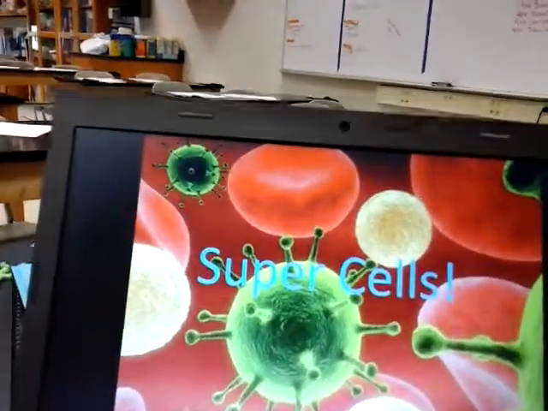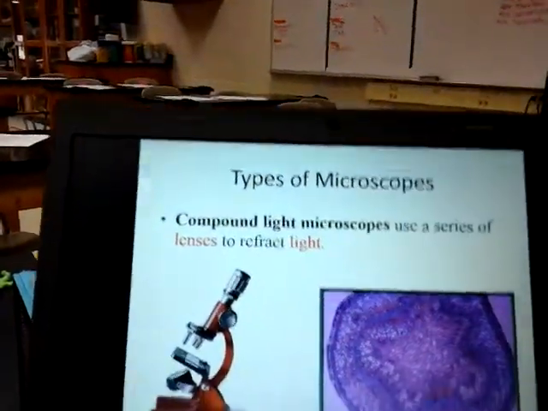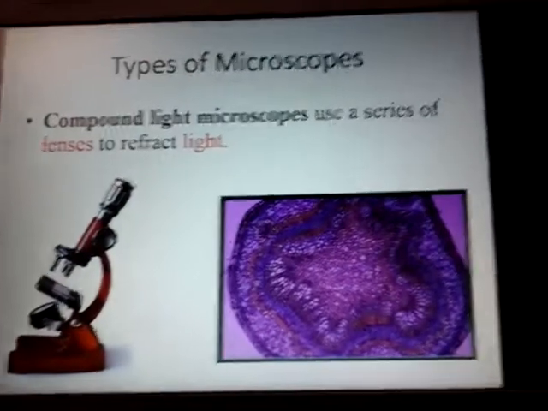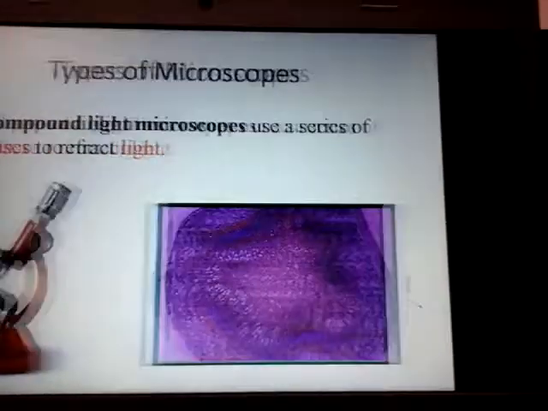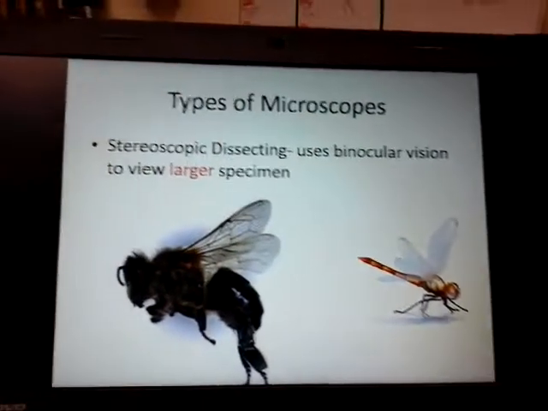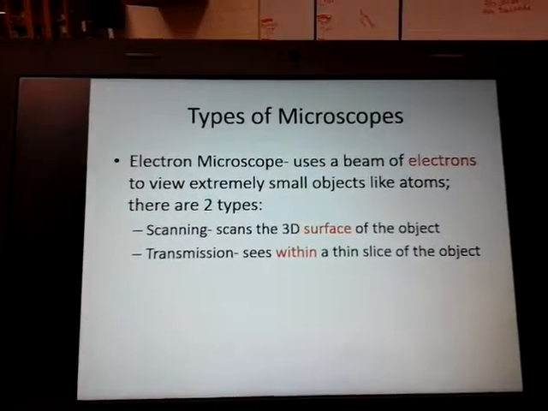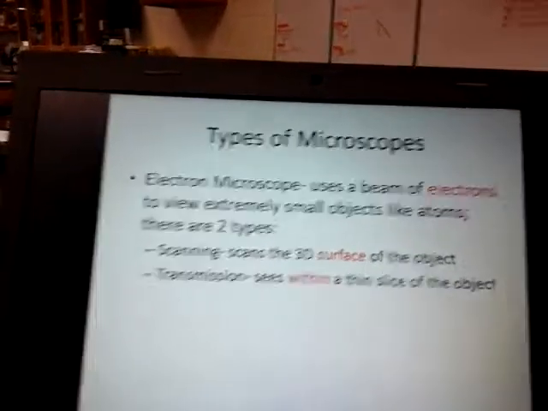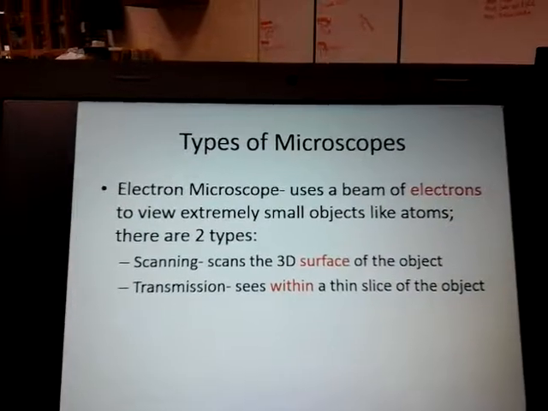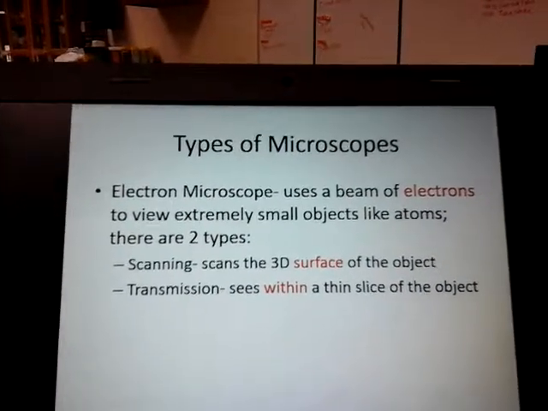Depending on the microscope, we've got our compound microscope, which lets us see all these inside parts. What we're looking at here is actually a root. We're not going to use a dissecting microscope. You can have what we call electron microscopes, and electron microscopes use a beam of electrons. Depending on how you shoot the electrons, you have two types.